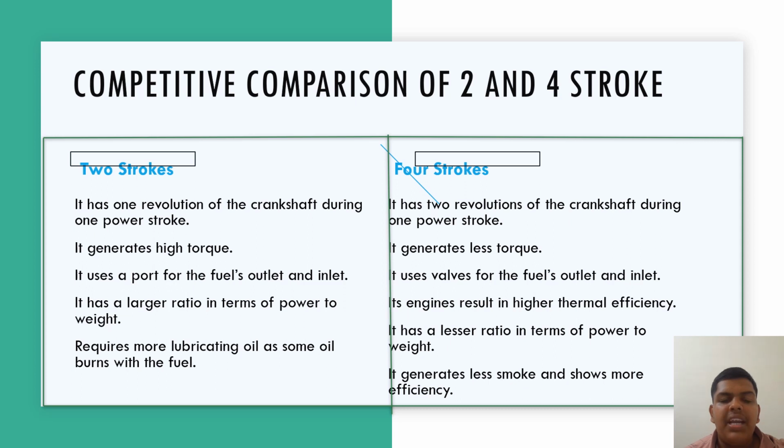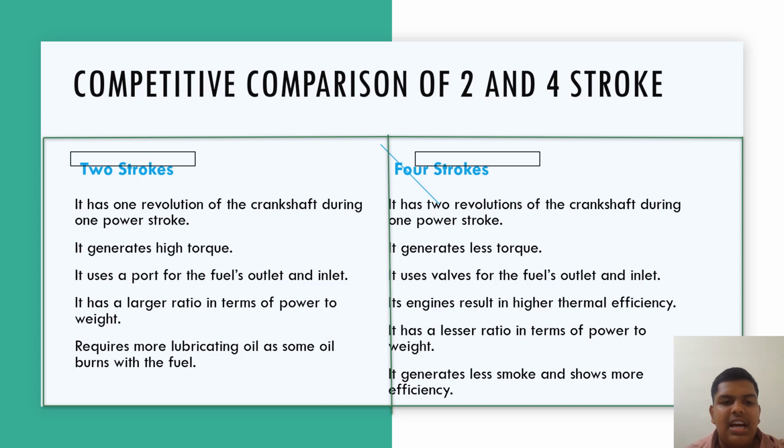Comparison of two-stroke and four-stroke engines. Two-stroke: it has one revolution of the crankshaft during one power stroke. It generates high torque. It uses ports for the fuel outlets and inlets. Four-stroke: it has two revolutions of the crankshaft during one power stroke. It generates less torque. It uses valves for the fuel outlets and inlets.